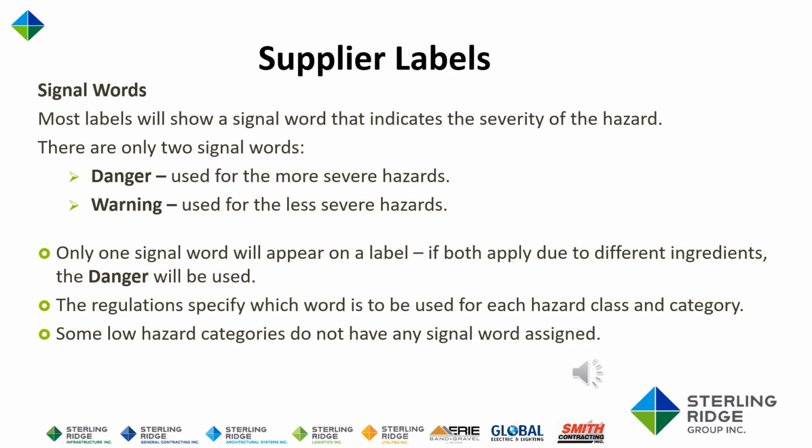There are only two signal words. Danger, used for the more severe hazards. Warning, used for the less severe hazards. Only one signal word will appear on a label. If both apply due to different ingredients, the danger will be used. The regulations specify which word is to be used for each hazard class and category. Some low-hazard categories do not have any signal word assigned.